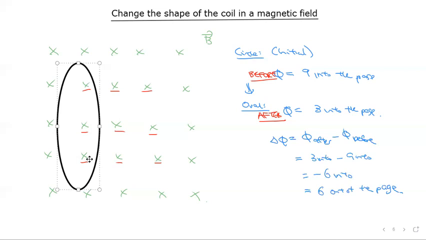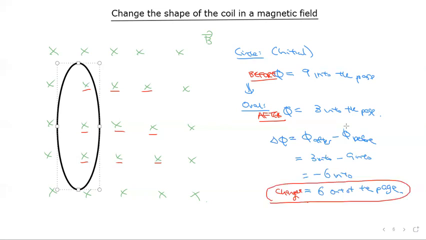So hopefully that gives you a clear idea of how to approach working out change in flux. If you understand how to do it, you don't need to necessarily go through all those steps. But basically, you're going from 9 into the page to 3 into the page, which means the change is out of the page. All right. And that change is what we care about.